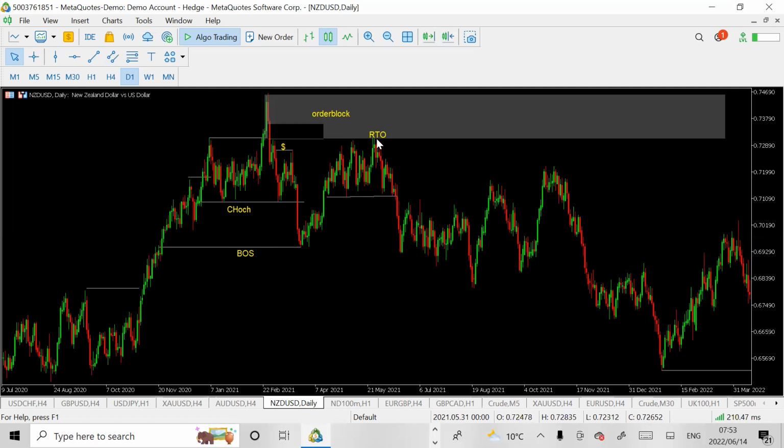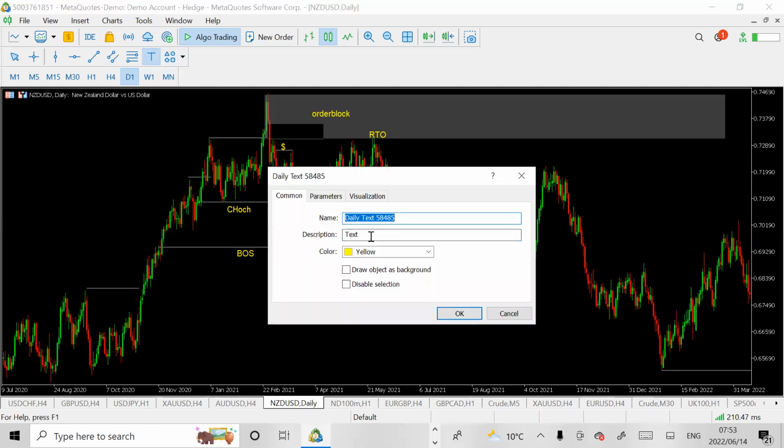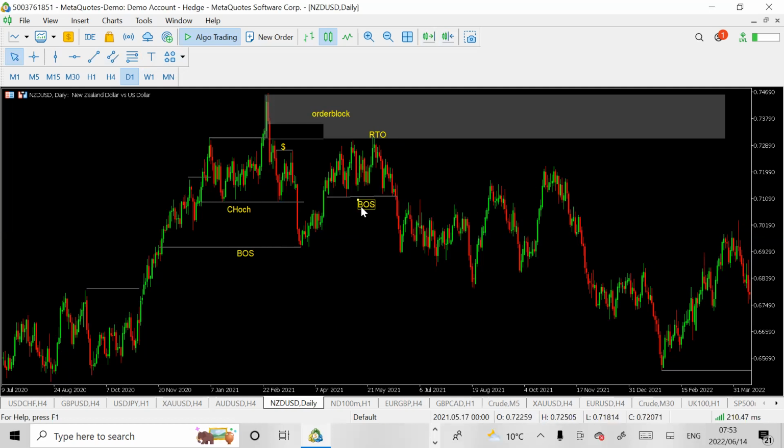Okay. So entries were made on RTO. Yes. So when we made entry, what did we see? Price doing? Dropping, breaking the structure, right? Yes, definitely. Breaking the structure. So wherever price breaks structure, what do you expect? To return to the previous order block, which influenced the break of structure.